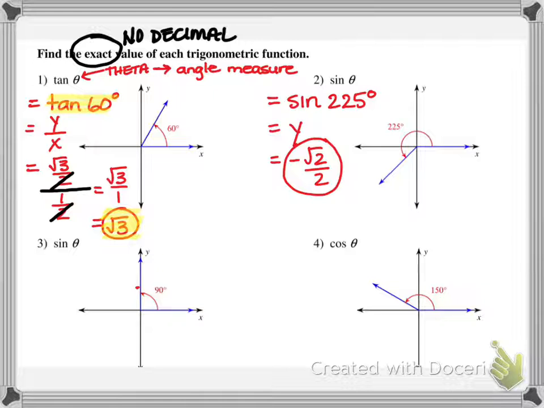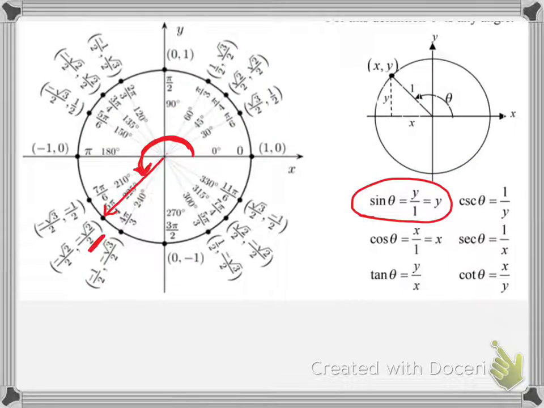Let's do the next one. Again, sine of 90 degrees is requiring us to find the y-coordinate. And the y-coordinate at 90 degrees, let's go over here. Let's use a different color. So 90 degrees is, we start from here and we rotate and stop at 90. 90 degrees is right here. And the y-coordinate is a 1. Okay?